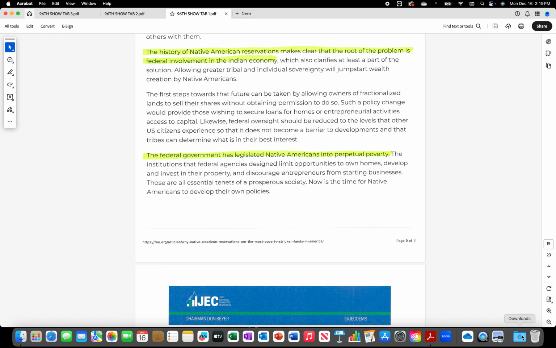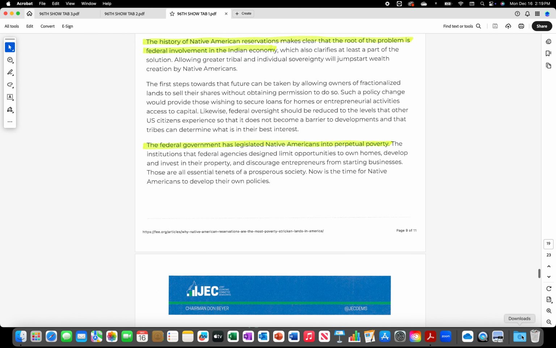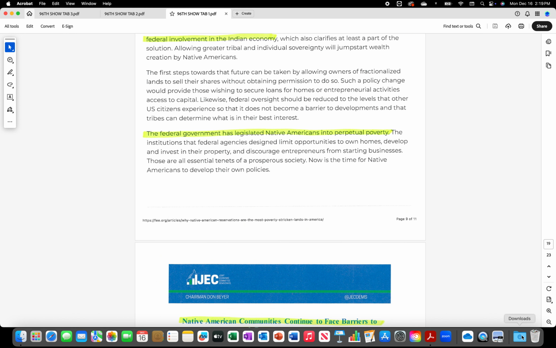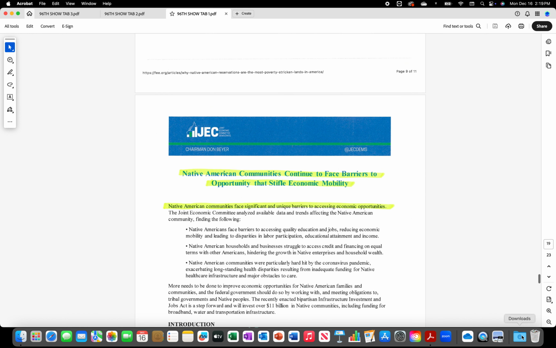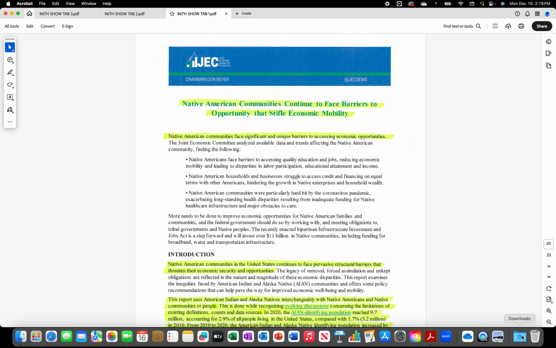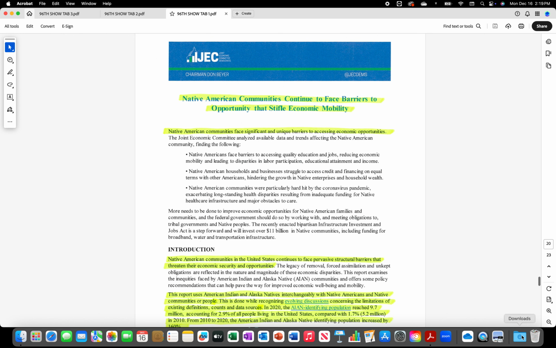The federal government has legislated Native Americans into perpetual poverty. This is from IJEC. Native American communities continue to face barriers to opportunity that stifle economic mobility. Native American communities face significant and unique barriers to accessing economic opportunities.